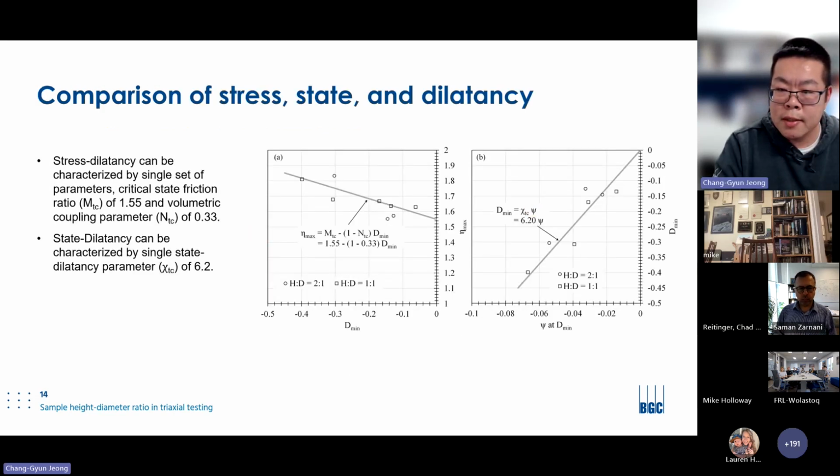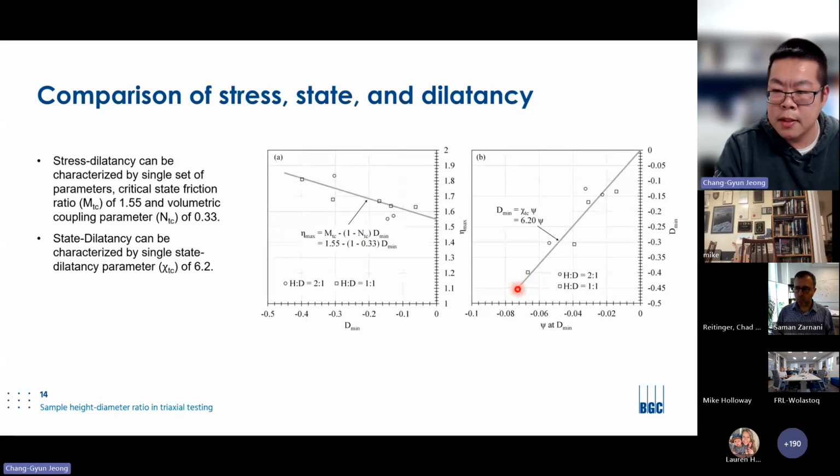And an important aspect of the critical state approach is interpretation of dilatancy parameters. The two figures here show the stress dilatancy and state dilatancy relationships interpreted using the test results. As you can see, the stress dilatancy can be represented by one set of parameters, which is MTC of 1.55, that's called the critical friction angle, and NTC of 0.33. This is called the volumetric coupling parameter.